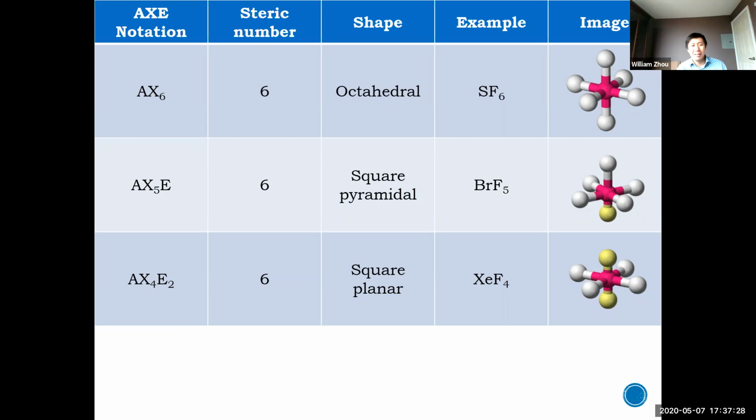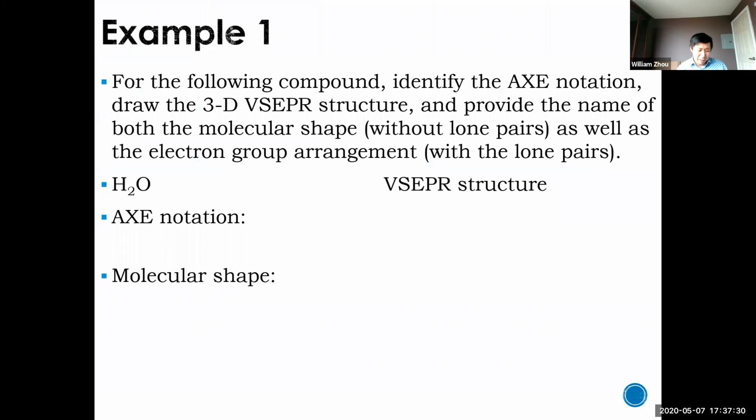All right. Okay, so here we go into the examples. I will show you the first few, and then I'll assign the rest for you guys to just work on, and then I'll take it up. All right, so first one, water. I'll draw the VSEPR structure for water. So you have to first identify the AX notation, tell me the name of the molecular shape, and then finally draw the VSEPR structure.